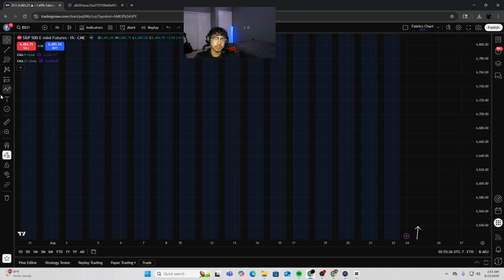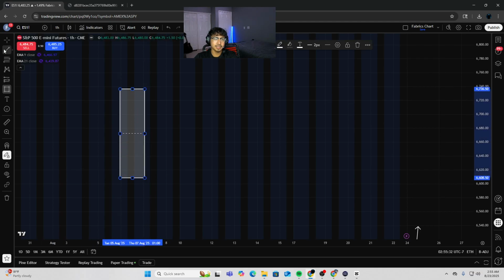And again, if you guys also want to understand how they open and close, that's easy, right? So let's just take for example this candle right here. Let's just say this is a green candle.